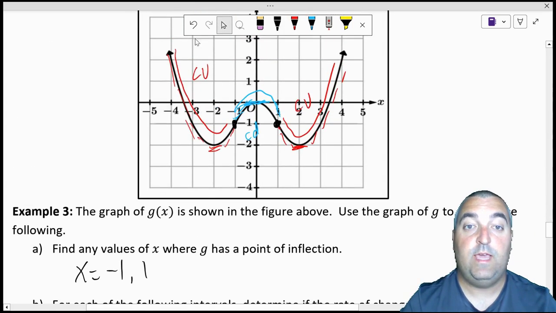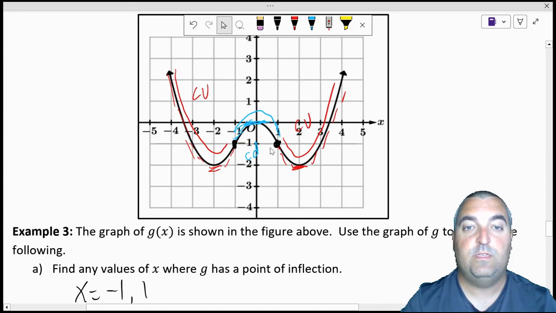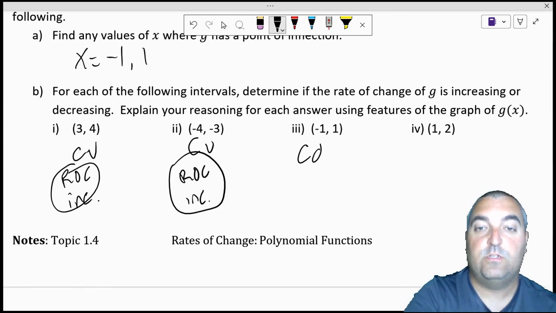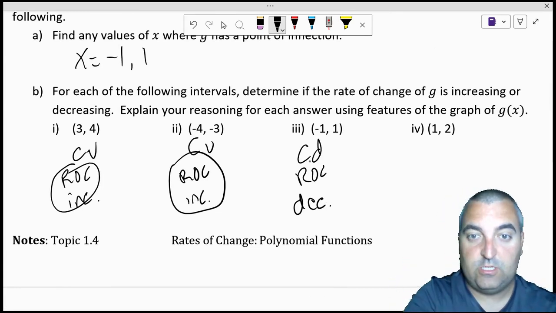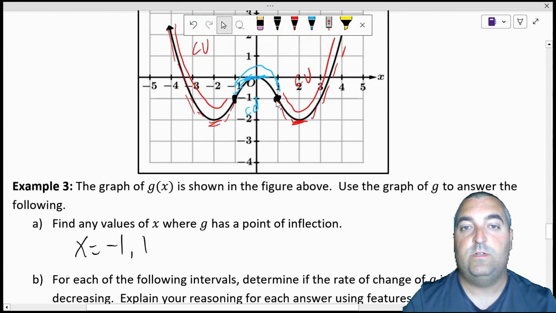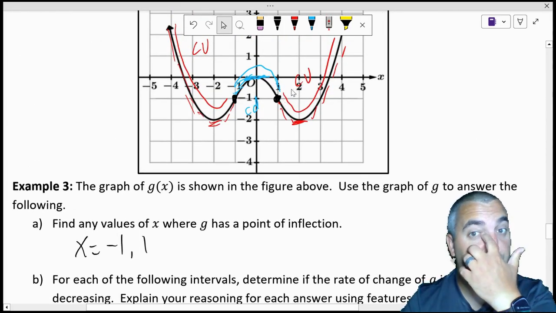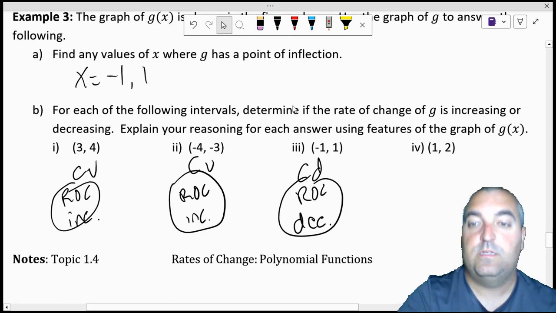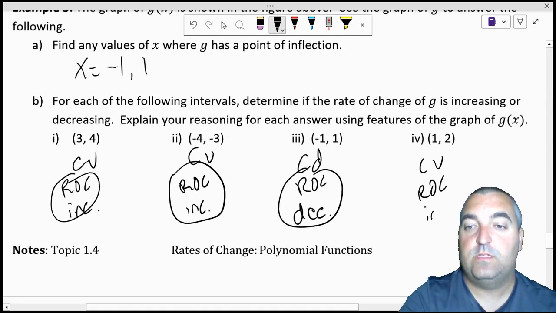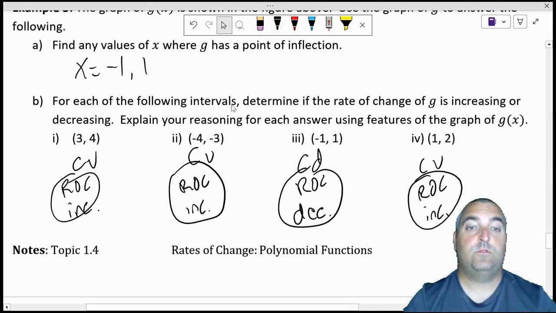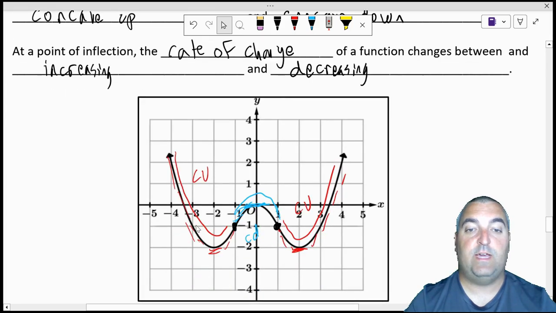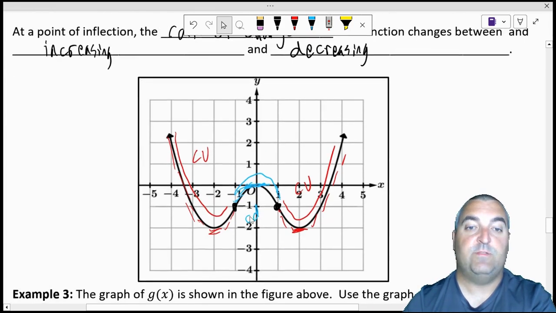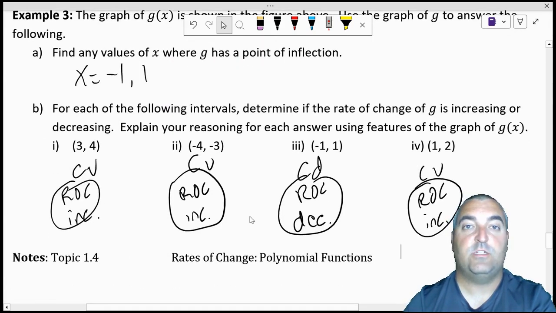Next, -1 to 1. Those were our two inflection points. This section in the middle we said was concave down, which means the rate of change is decreasing. And then our last section is 1 to 2. Even though the graph is decreasing, we're in the concave up section, which means the rate of change is increasing. All right, cool. It's really nice to put the concave up and concave down sections on your graph when you mark it up. It'll make your life easier for questions that ask you about the rate of change increasing or decreasing.